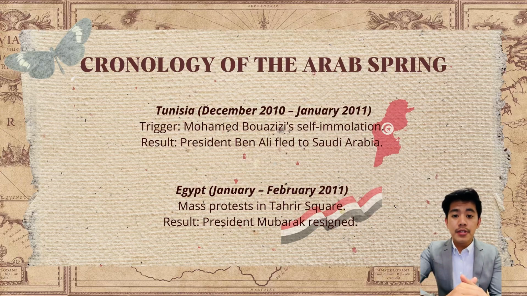Next, in Egypt, mass protests began on January 25, 2011, focused on Tahrir Square in Cairo. People were demanding an end to corruption, police brutality, and unemployment under President Hosni Mubarak's regime. The movement gained momentum quickly, and after 18 days of intense protest, Mubarak resigned on February 11, 2011.